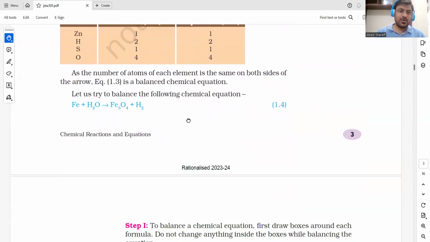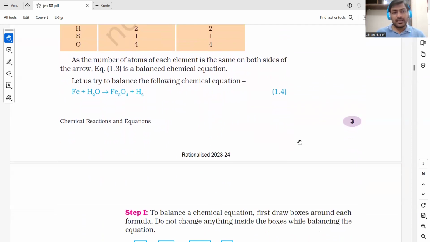Come back to the next equation now. Fe plus H2O gives rise to ferric oxide, Fe3O4, plus hydrogen. Yeah, this equation is not balanced. Clearly, if you see the number of atoms of Fe on the left side is 1, but Fe, that is iron, on the right side is 3. Oxygen on the left hand side is 1, but oxygen on the right side is 4. Hydrogen is balanced, but iron and oxygen are not balanced.